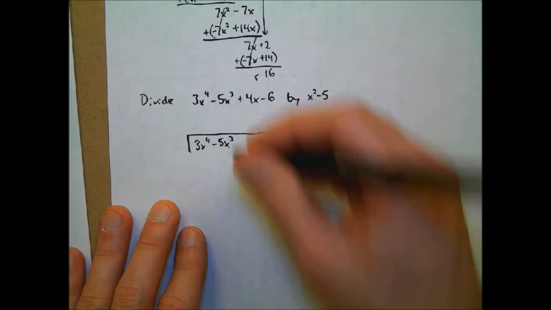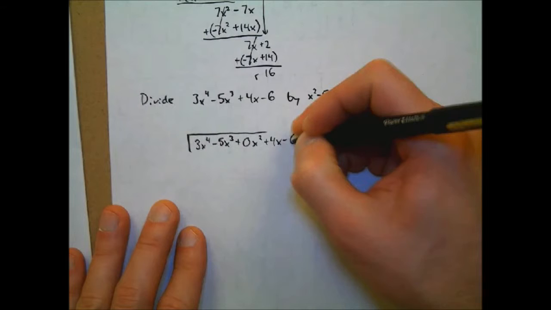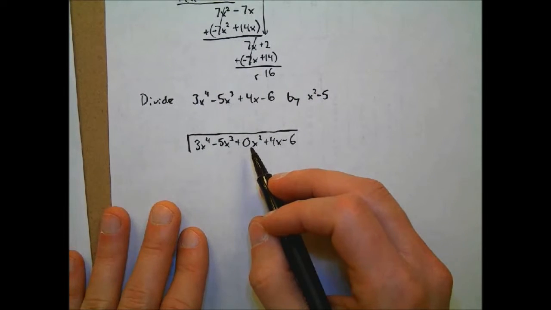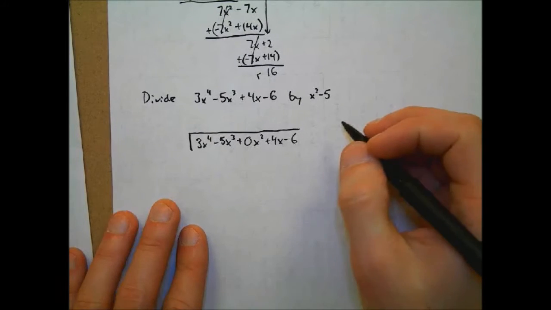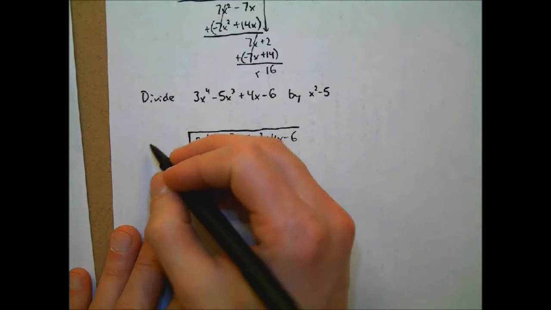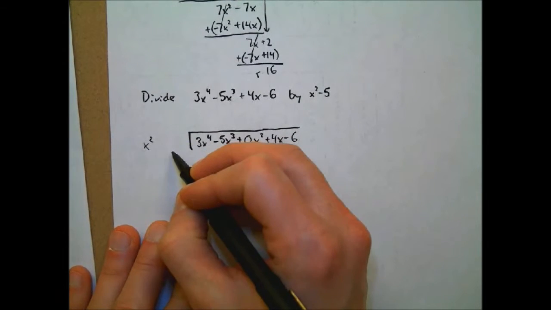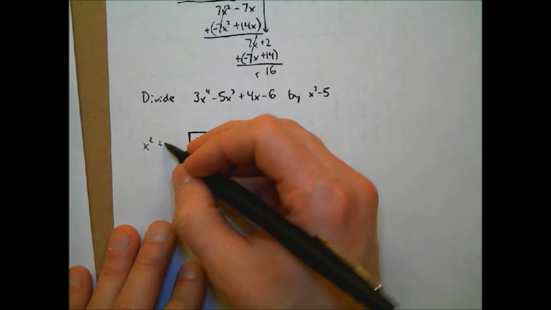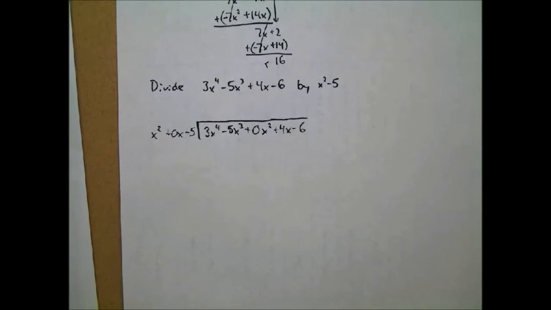So we're going to put a 0x squared plus 4x minus 6. This is known as a placeholder, but we need it because otherwise it's going to mess up our algorithm, our little long division program here. Likewise, out front, when I write x squared minus 5, I should really write it as x squared plus 0x minus 5, since we have 0 x terms. So there's your setup, and then you just proceed as you did for the earlier one.